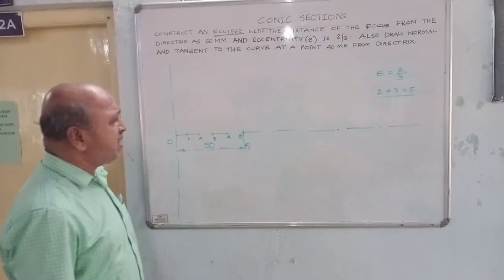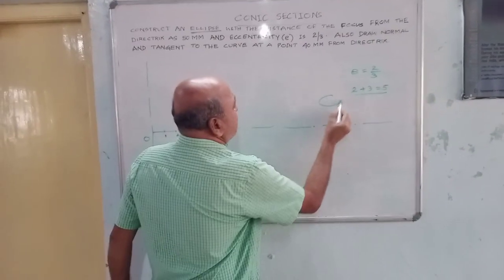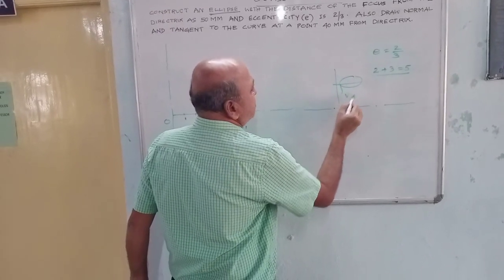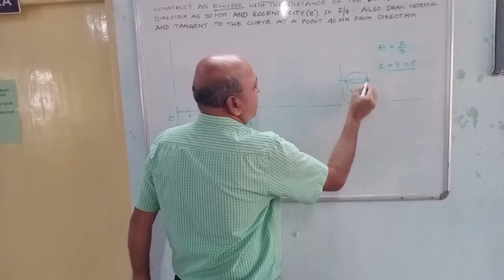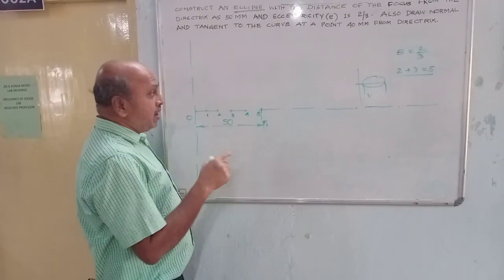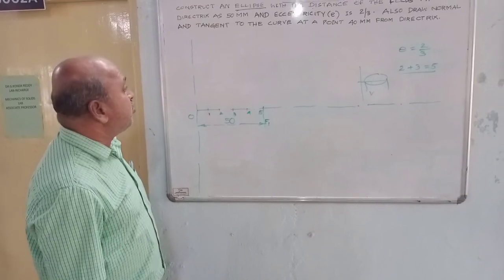Then what we have to do? Now we have to identify the vertex. See, the curve is going to be like this. So it is there like this. This point is called vertex 1 and vertex 2. This is one vertex and the other vertex. Vertex is where the curve cuts the axis. So we have to identify the vertex. How we have to identify?